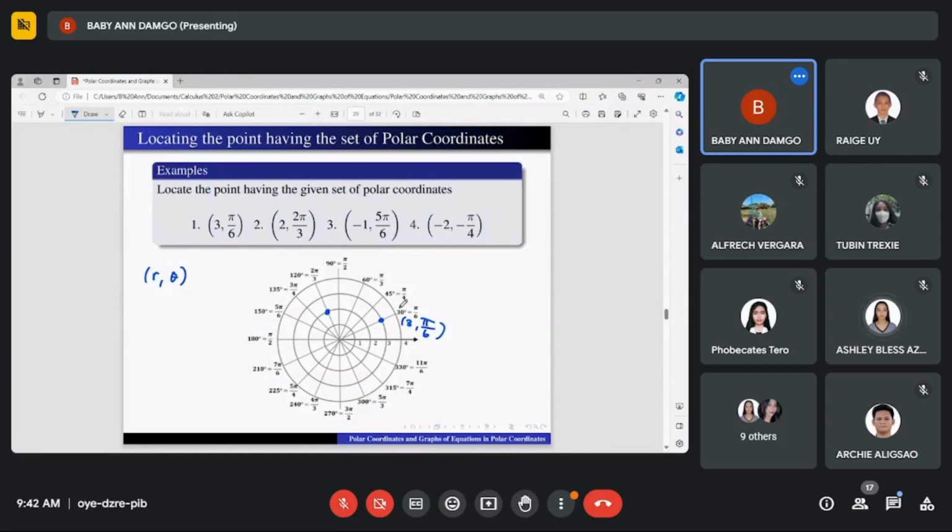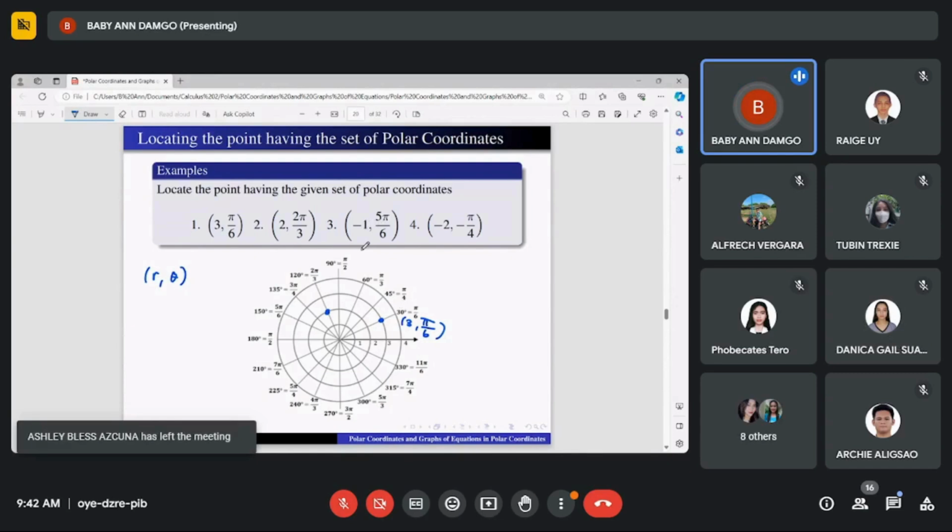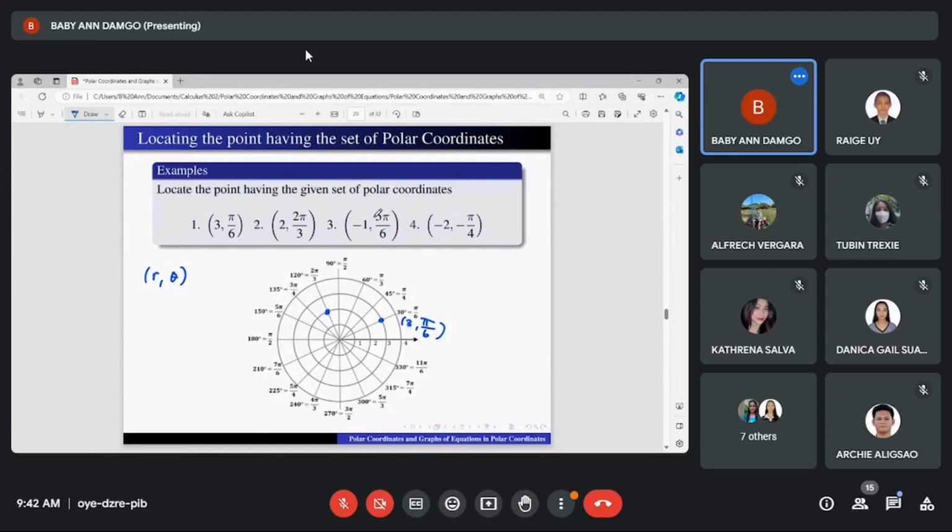Okay. For number 3, there is a negative, right? So, a correction from last semester, the meaning of this negative is just the direction. So the radius should still be positive. First, what we do, class, if there is a negative radius, is to check its positive first. So we have 1, 5 pi over 6.